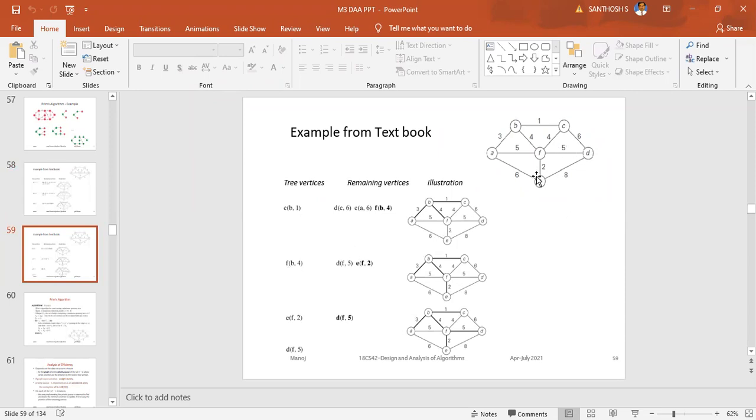From F, which are reachable, you have to take. So from F, which are the reachable ones? D is not there, E is not there. So D is reachable from F comma 5 and E is reachable from F comma 2. So 5 and 2, which is the minimum one? 2. So take E, F comma 2. So from E, which is reachable? D is reachable from E directly. That's why you write it D, F comma 5. This one is the path you have.